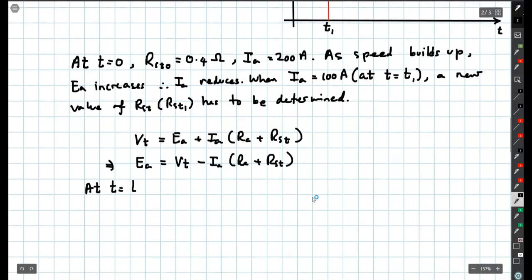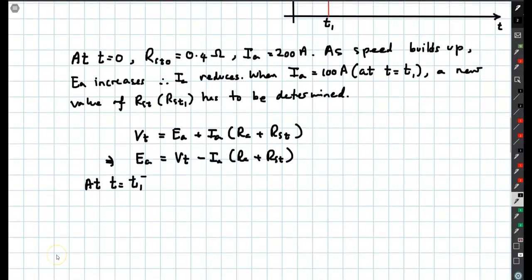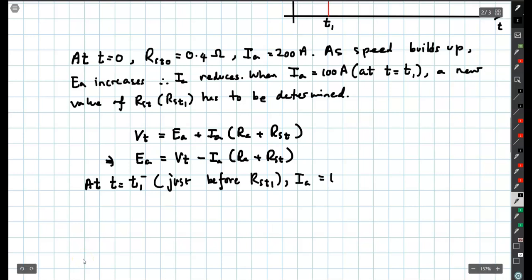Now, at T equals T1 minus, which is just before RST is reduced, just before RST1, we know that IA is still equal to 100 ampere. So from here, we can write down the equation of the back EMF voltage EA as equal to 0.1 plus 0.